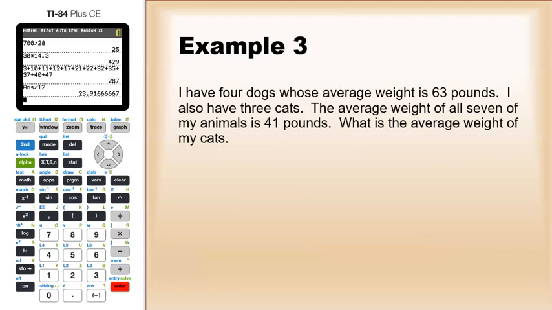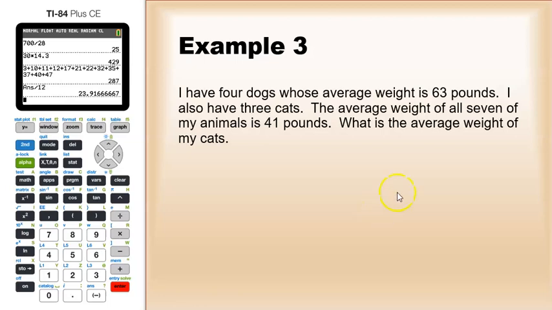One more example. Well, another example anyway. Say I have 4 dogs whose average weight is 63 pounds. I also have 3 cats. And the average weight of all 7 of my animals is 41 pounds. What is the average weight of the cats?